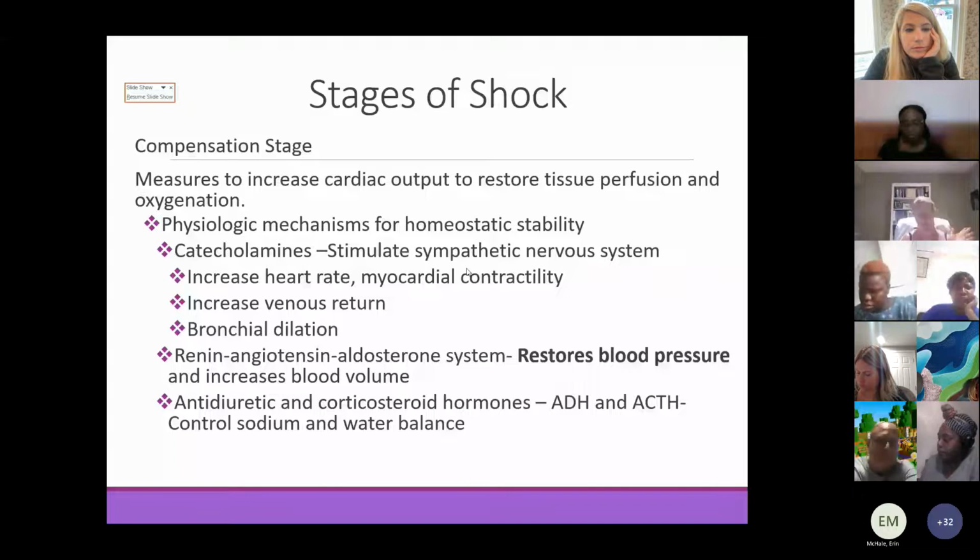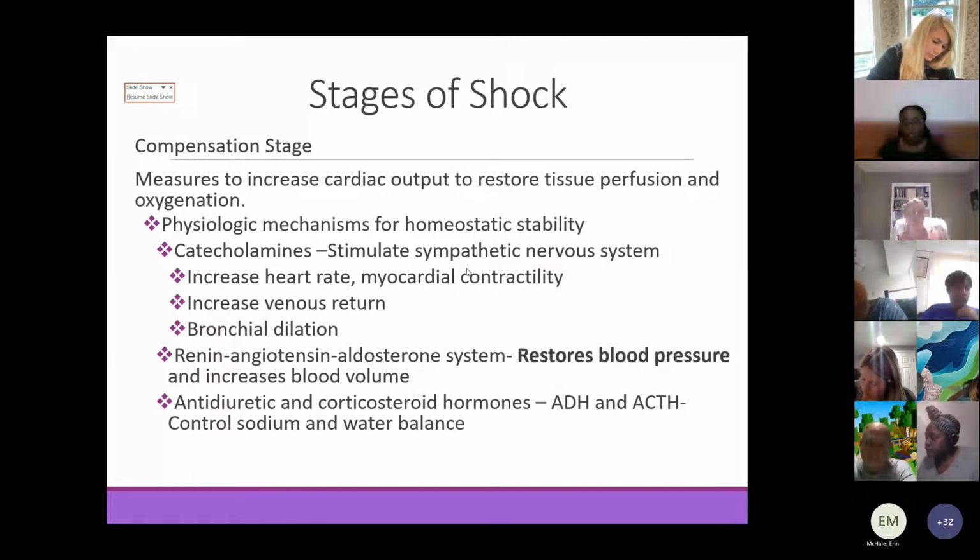There's a couple different cascades that it goes through, but the end result is that it's going to restore our blood pressure and increase that circulating blood volume so that we get more blood to all of our organs. So you guys do need to know for your exam what the renin-angiotensin aldosterone system does, and the goal is that it's going to restore that blood volume.